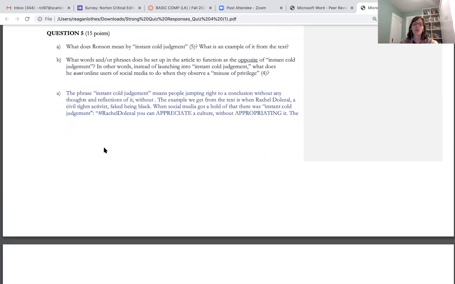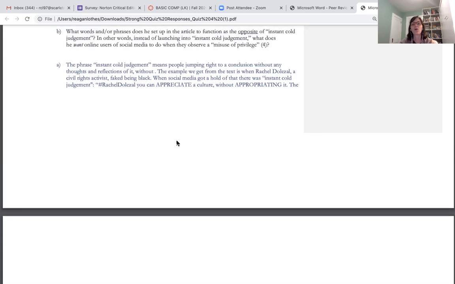So the phrase instant cold judgment means people jumping right to a conclusion without any thoughts and reflections on it. Without, oh, this should read, and I'll fix this, without evidence, right? This idea of waiting for a bit of evidence. So the example we get from the text is when Rachel Dolezal, a civil rights activist, faked being Black. When social media got a hold of that, there was instant cold judgment.